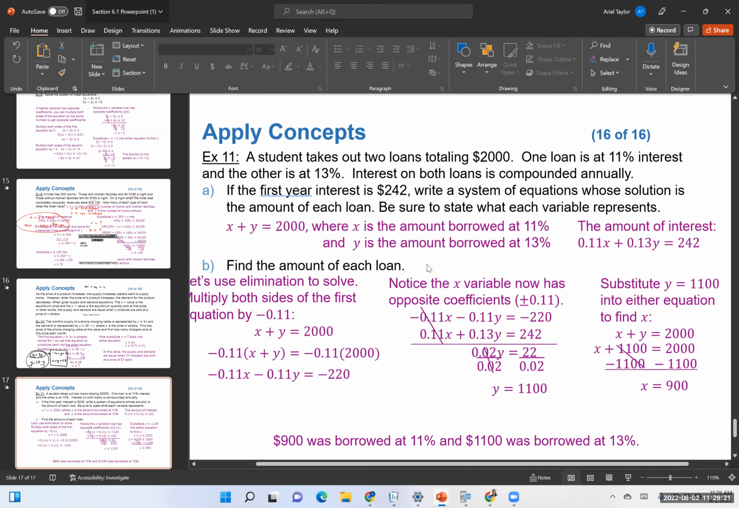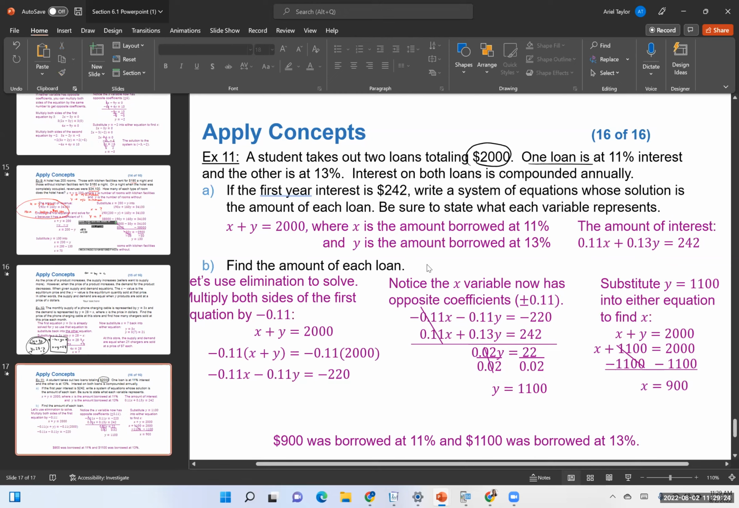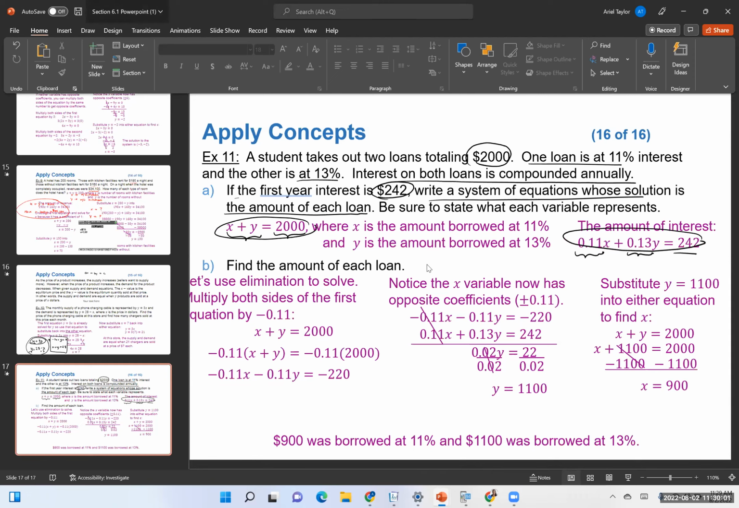A student takes out 2 loans totaling $2,000. One loan is at 11%, the other is at 13%. Interest on both loans is compounded annually. The first year interest is $242. Write a system of equations whose solution is the amount of each loan. So X plus Y equals 2,000 because there are 2 different loans and they total to 2,000. The interest equation is 0.11X plus 0.13Y equals $242. This equation and this equation can be typed into our calculator to solve.